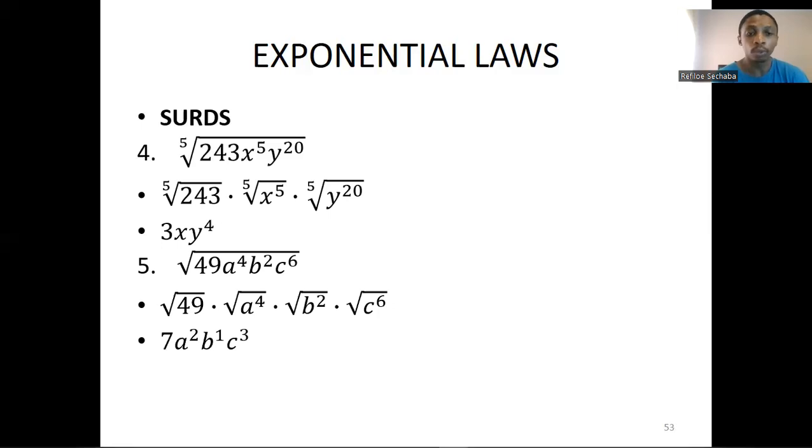The square root of b to the exponent of 2 will just be b, and the square root of c to the exponent of 6 will just be c to the exponent of 3, which gives you 7a squared bc to the exponent of 3.